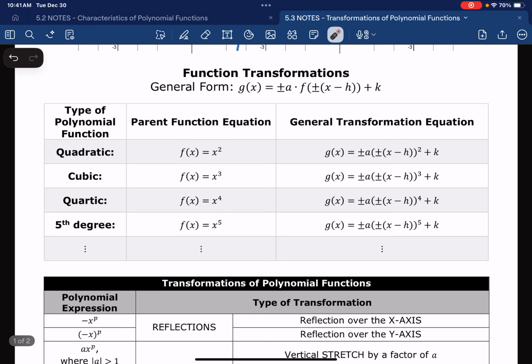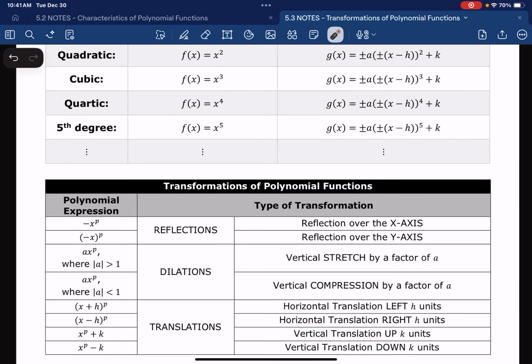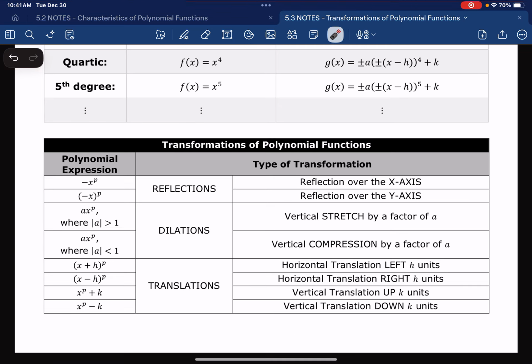Now you've got this table in the middle of your note sheet, the function transformations. You've got your type of polynomial function, kind of its name, what the equation looks like, and then all of the places that you could find these transformations in each of them. They're all located in the exact same spot. So if you ever want to know what this looks like just based on variable representation, there you go right there. Now, what kind of transformations are we talking about?